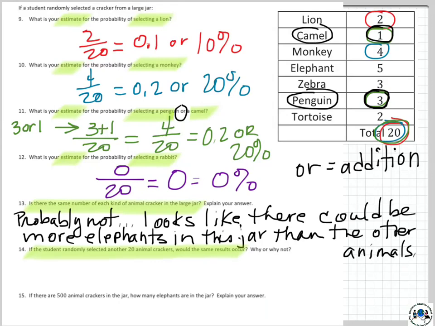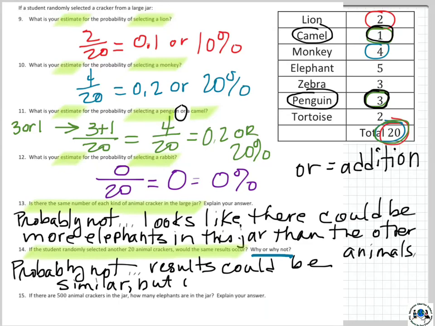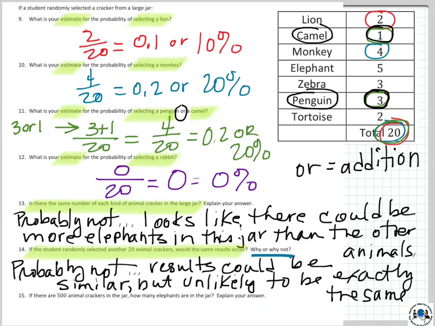Number 14 asks if the student randomly selected another 20 animal crackers, would the same results occur? Probably not. Results could be similar, but unlikely to be exactly the same. This is a very interesting thing, and probably a great activity for the classroom: give everyone the same number of items, let's say blocks or cubes or marbles, and see how likely or unlikely it is that everyone would pick the same array of colors. Probably not. And again, that is the nature of random sampling or chance experiments.